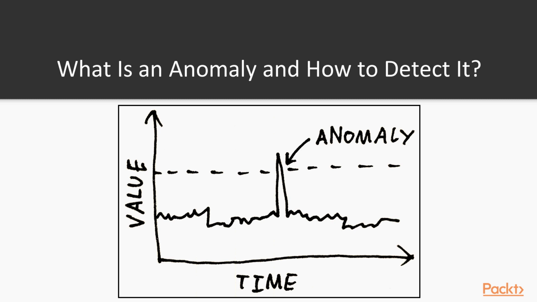So let's say that we have some kind of value over time, and we can see that the value does not vary much, but then something weird occurs and an anomaly happens. We have some kind of threshold and we can find out that this is an anomaly. So the question is how to detect it.